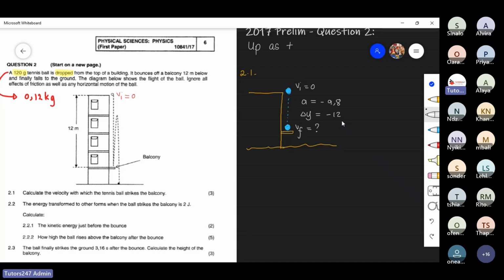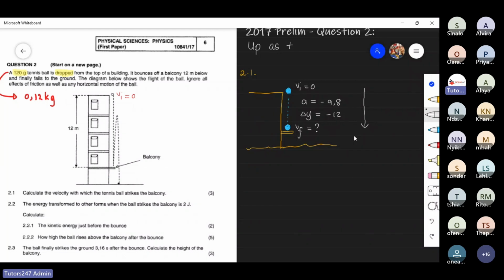Now, how do we know whether it's going to be negative or positive? All you need to do is draw an arrow in the direction of your displacement. This is my displacement vector, from the top of the building until the balcony. As you can see, that arrow is in a downwards direction, so it's going to be negative. Why? Everything going down is negative. Everything going up is positive.